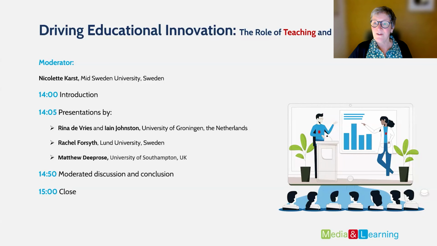The first presentation is going to be given by Iain Johnston and Rina de Vries, both from the University of Groningen. Iain Johnston is an educational advisor at the University of Groningen. He is currently working on a student well-being plan aimed at improving inclusive teaching at the university. Rina de Vries is an educational developer and intercultural trainer at the University of Groningen. And together with a small team, they've developed the award-winning e-learning course, The Inclusive Teacher.